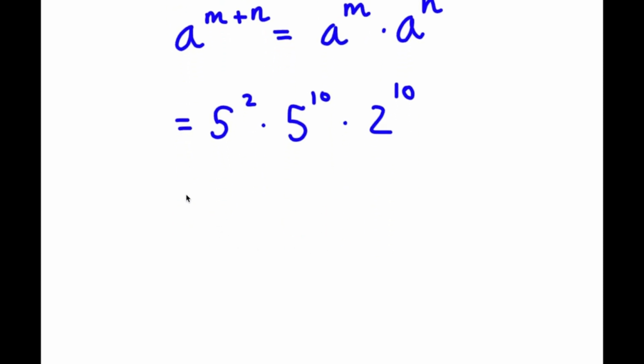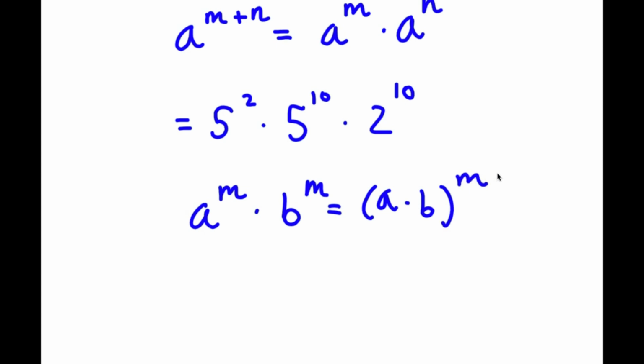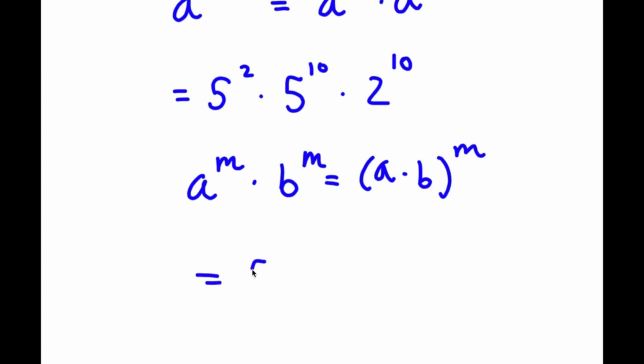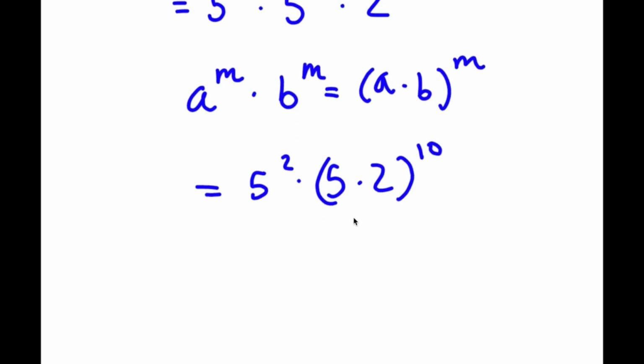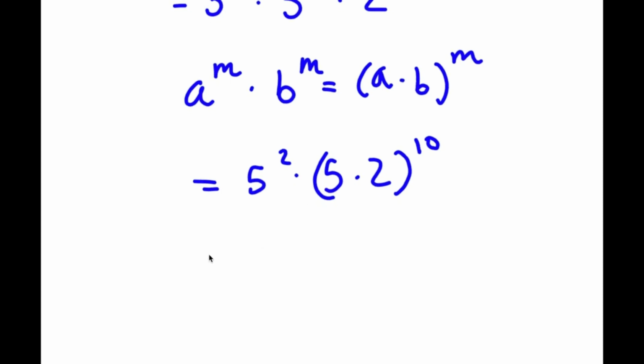So now if I have something in the form a to the power of m times b to the power of m, this is equal to a times b to the power of m. So in this case, I have 5 to the power of 10 times 2 to the power of 10, and that's going to equal 5 times 2 to the power of 10. So 5 times 2 is simply equal to 10. So now I have 5 to the power of 2 times 10 to the power of 10.